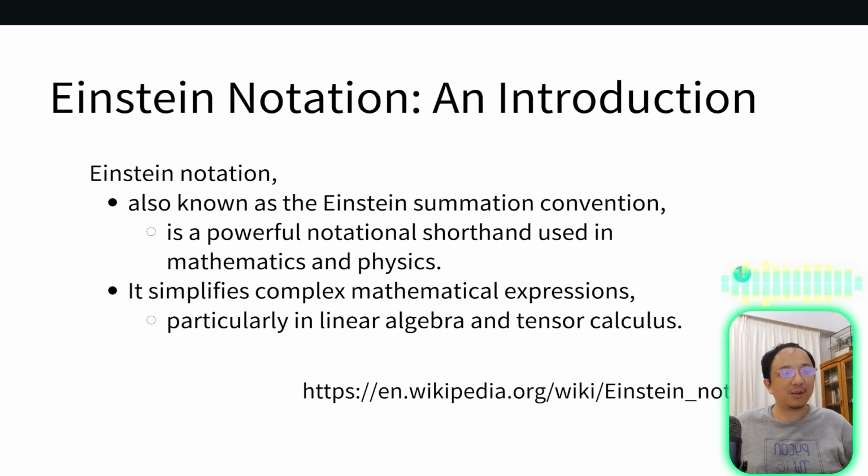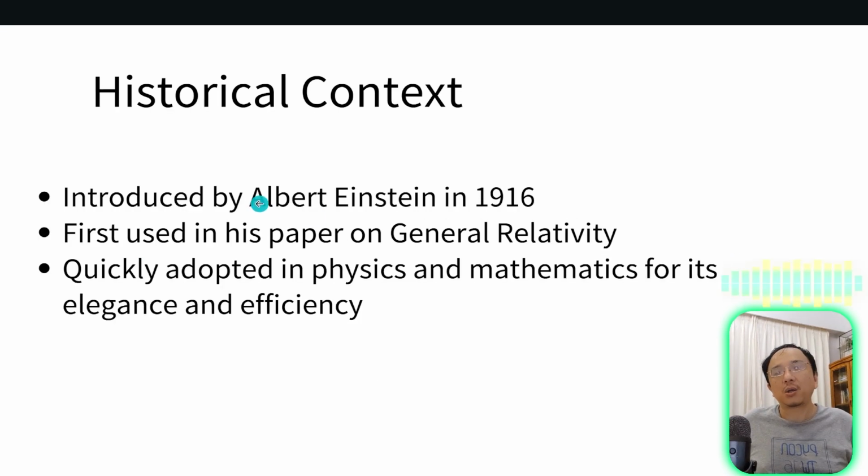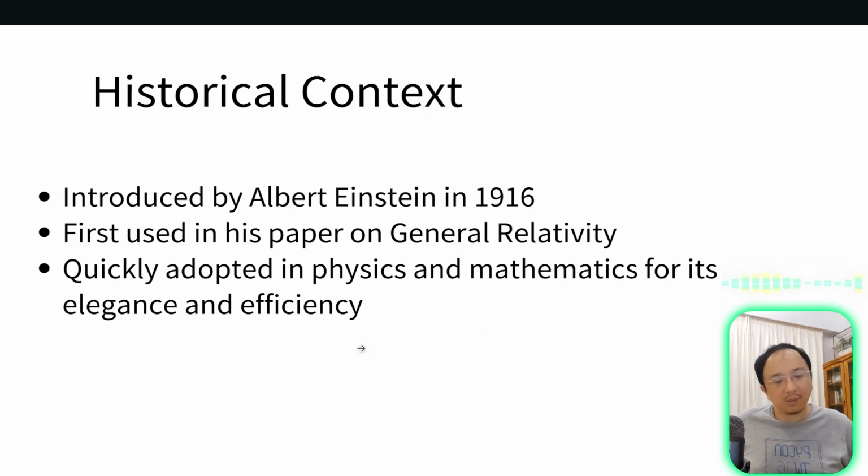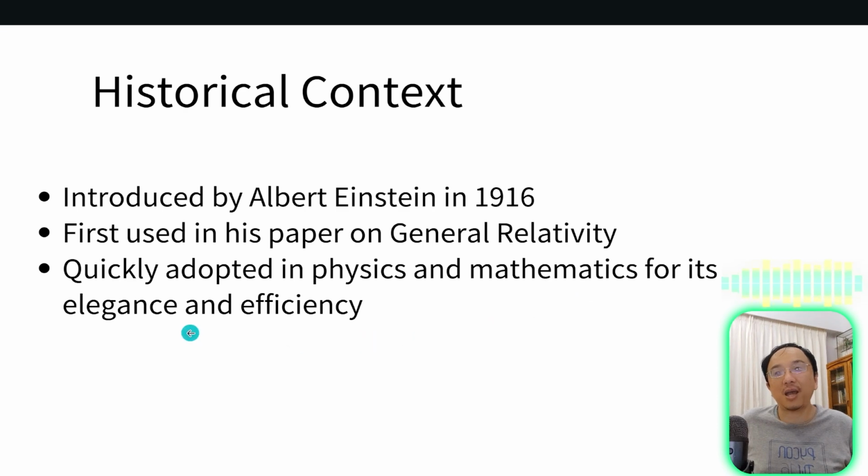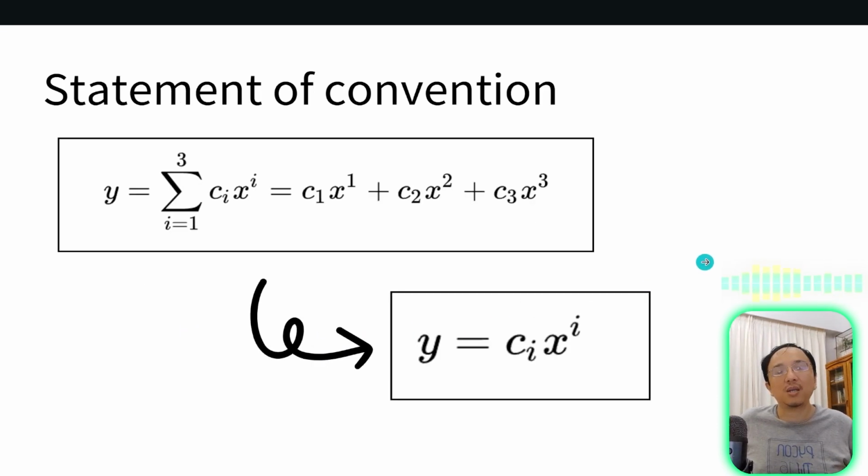If you are not familiar with matrix multiplication, you should understand it first before you proceed. For historical context, this notation was introduced by Albert Einstein in 1916 and first used in his paper on General Relativity. It has been quite famous and popular since that paper was published. It was quickly adopted in physics and mathematics for its elegance and efficiency. So what is it?